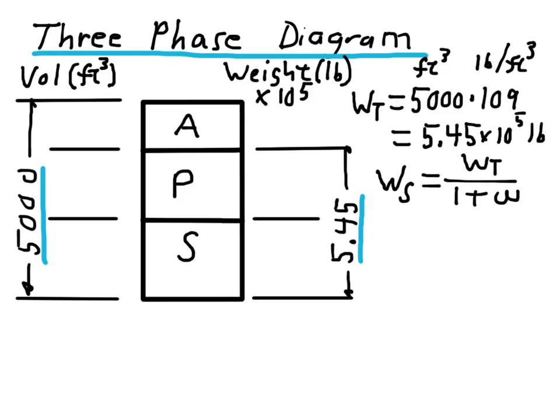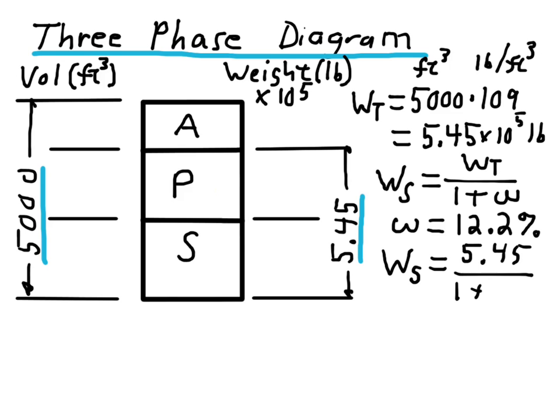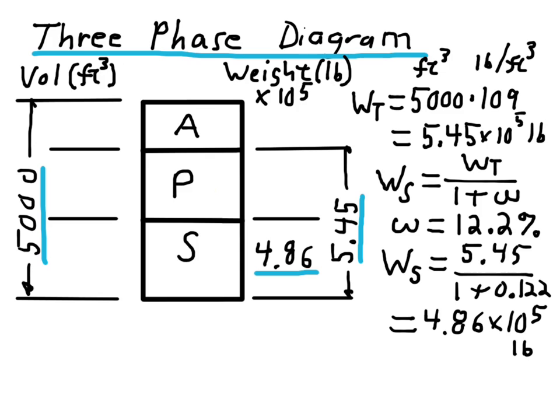Next, we got to compute the weight of the solids. The weight of the solids, we still have the same equation that the weight of the solids is equal to total weight divided by 1 plus the water content. In this case, we were given that the water content, or in this case, the petroleum content was 12.2%. So the weight of the solids is simply 5.45 divided by 1 plus 0.122. Notice that I have to use the decimal form of the water content. So I calculate those numbers out, and that'll give me 4.86 times 10 to the 5th pounds, and I'll enter that in my phase diagram.